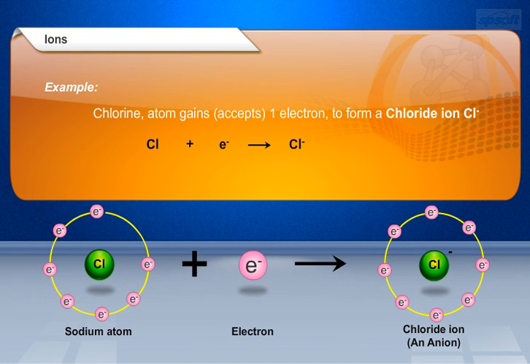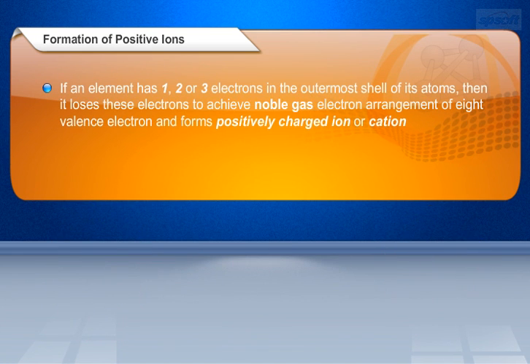Let us see how the positive and negative ions are formed. If an element has 1, 2, or 3 electrons in the outermost shell of its atoms, then it loses these electrons to achieve the noble gas electron arrangement of 8 valence electrons, and forms a positively charged ion, or cation.